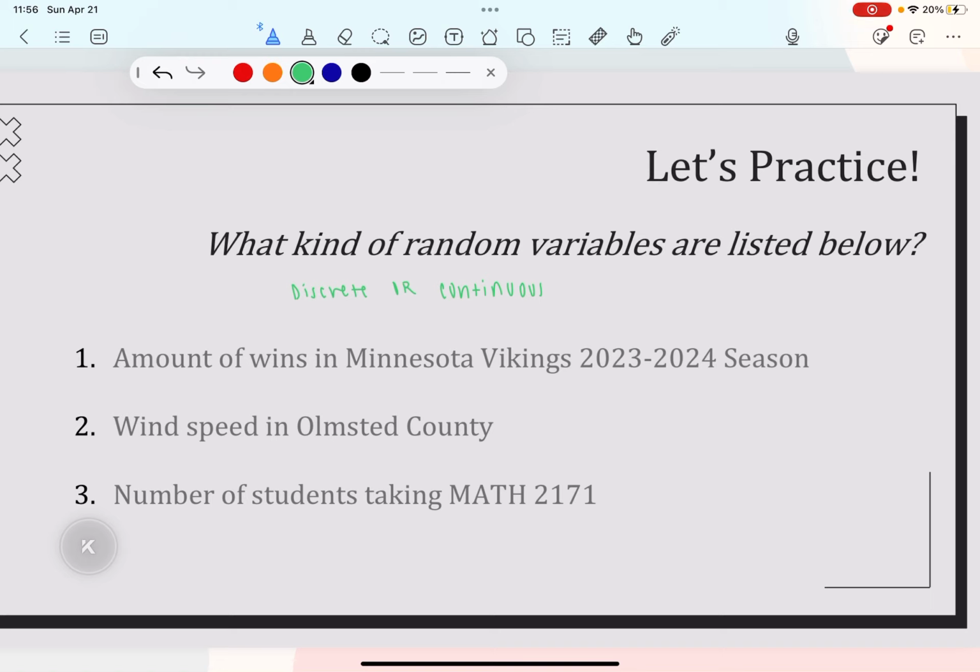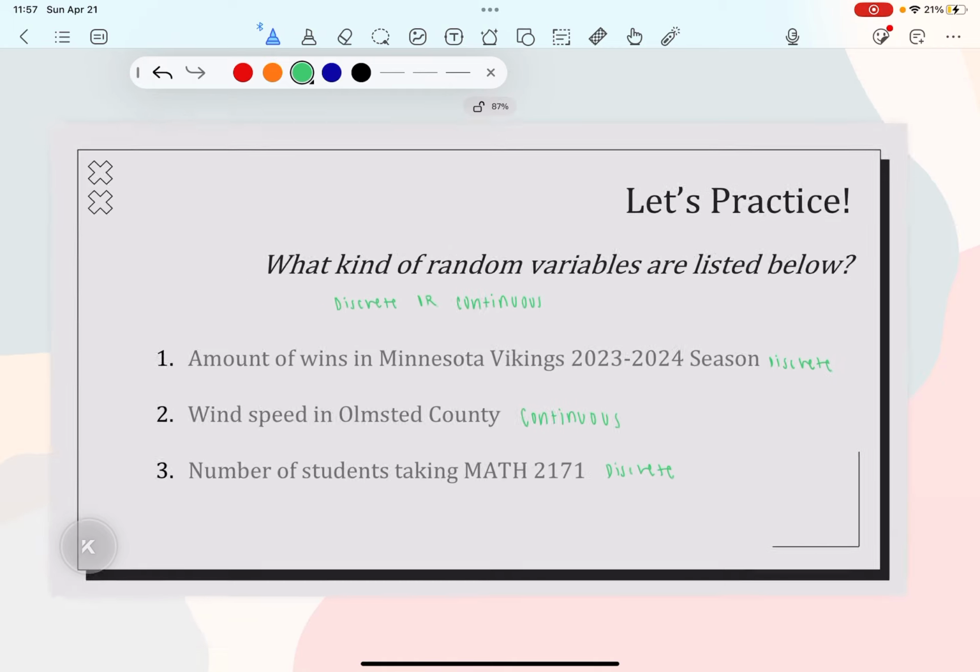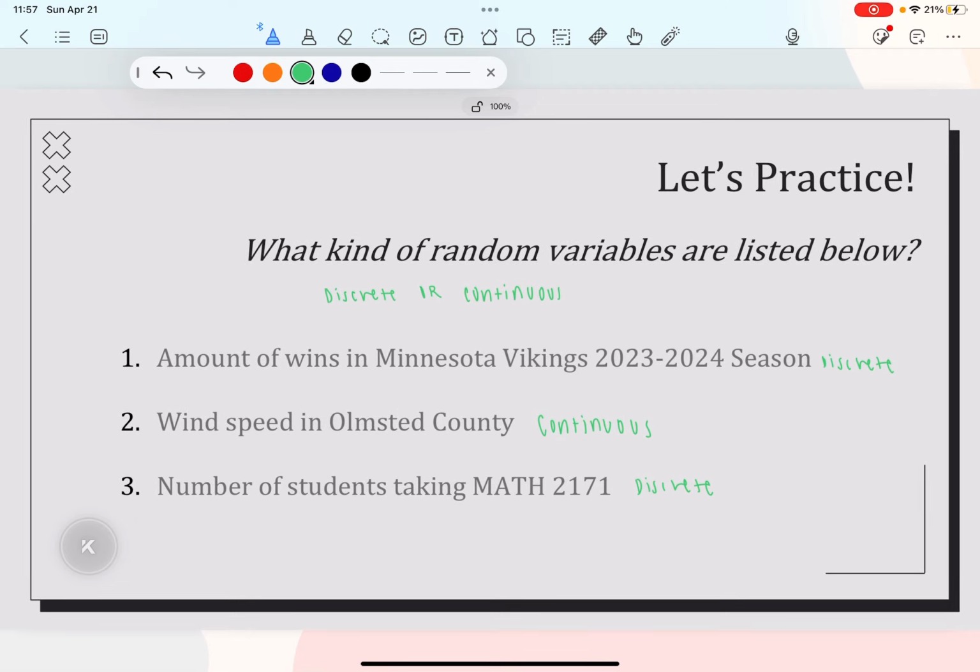So the amount of wins for the Minnesota Vikings in the 2023 to 2024 season. This is going to be a discrete value because it's going to give us a number that we can count to. If that makes sense. It's not continuous. And then the wind speed in Olmsted County, this is actually going to be continuous because it varies. And then the number of students taking Math 2171 is going to be discrete as well. You can count it on your fingers. Very nice. All right. Hopefully you got those. If you didn't, I'd go review.